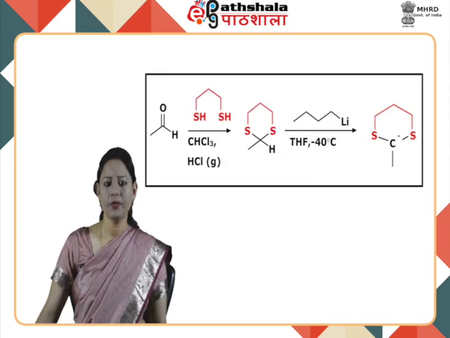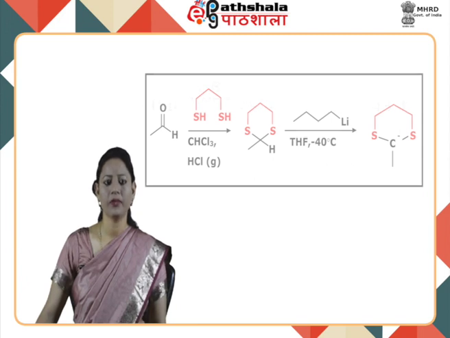Dithianes are generated by the reaction of propane dithiol with carbonyl compounds. The dithianes, when further treated with butyl lithium, give a dithiane anion in which the carbon has a negative charge. So dithianes can also be used for the generation of carbanions.